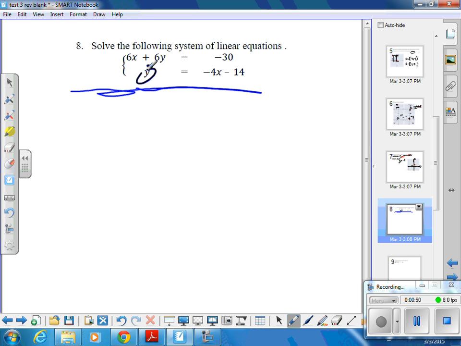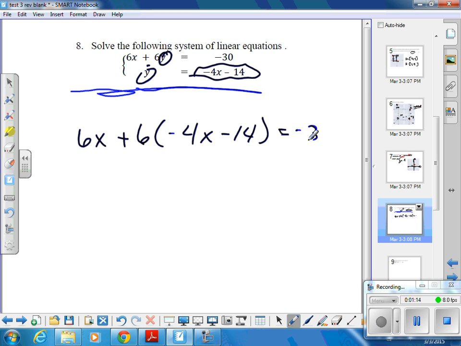You will also have to graph one. There will be no inconsistent or dependent systems, meaning you should always get an answer for these problems, like an x and a y. So using substitution, I'm going to take this part and plug this in where I see y. So I get 6x plus 6 times negative 4x minus 14 is equal to negative 30. So I just went ahead and plugged in what this y was in for that y right there.